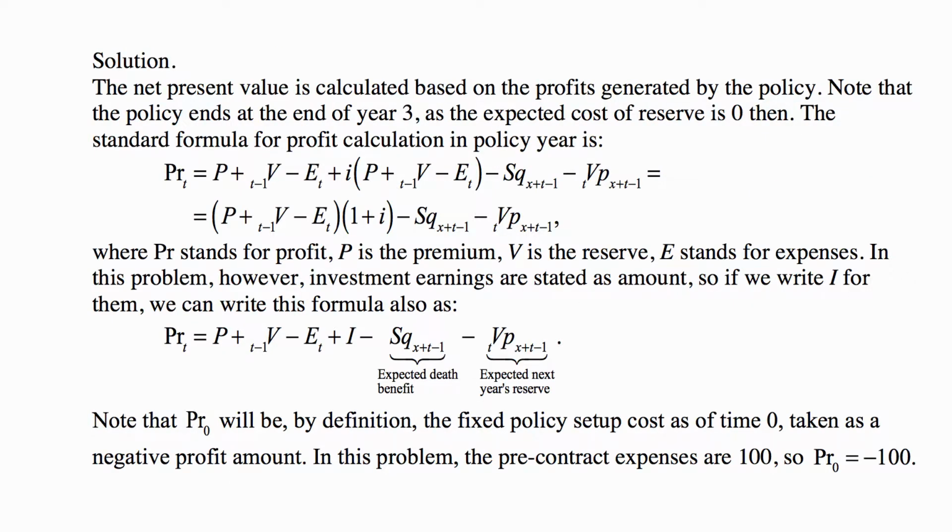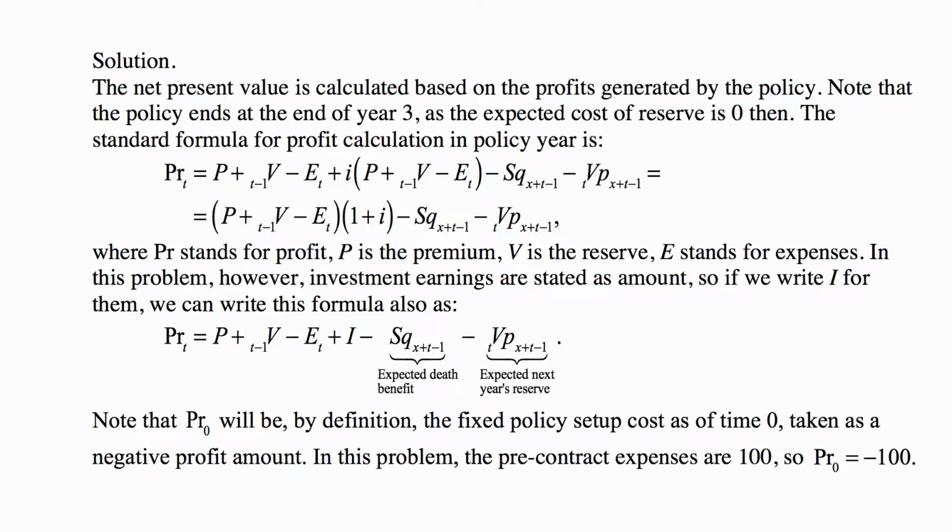So net present value is calculated based on the profits generated by the policy. Note that the policy ends at the end of year 3, as the expected cost of reserve is then 0. So the standard formula for the profit calculation in a policy year is the profit is the premium plus the initial reserve minus the expenses that are paid at the beginning of the year, plus interest earned on the money, minus the expected cost of death benefit, and minus the expected reserve at the end of the year.